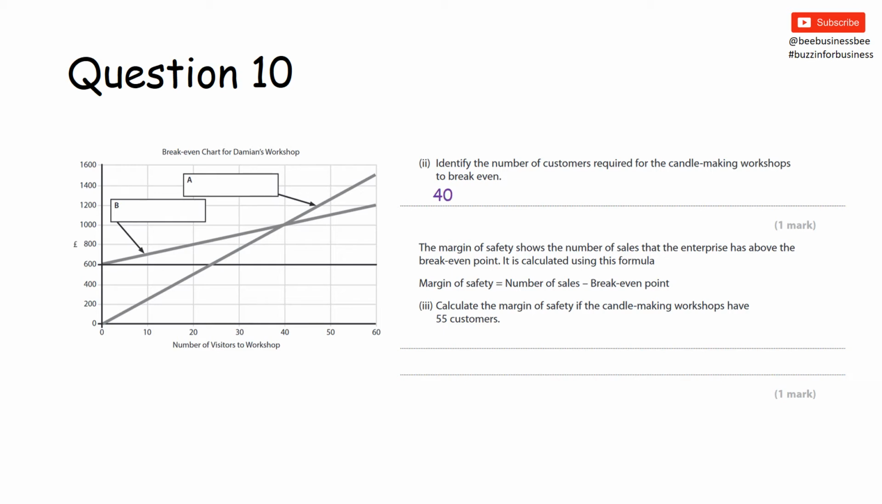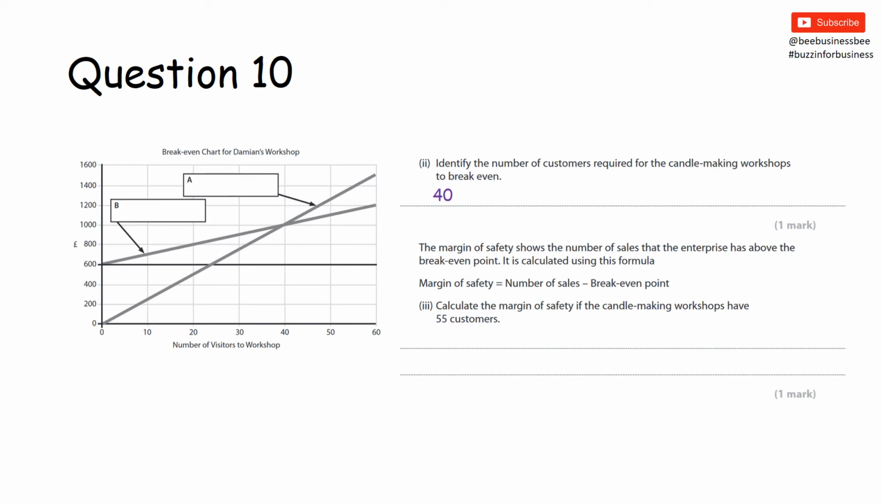Okay, so firstly, you should have got the answer as 40 because you would have looked at where the revenue and the total cost line intercept, and then you read down, and that'd be 40 customers or £1,000 in actual value. Now you know it's 40 customers, you can calculate your margin of safety.